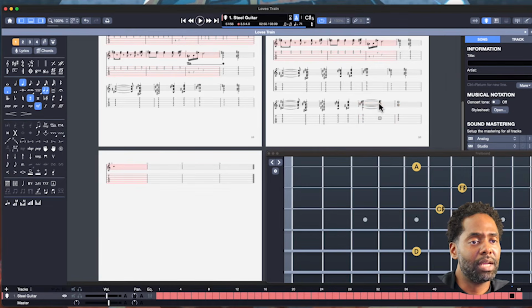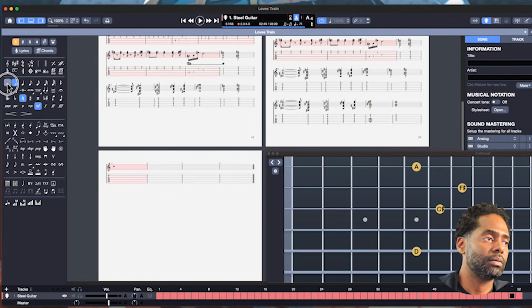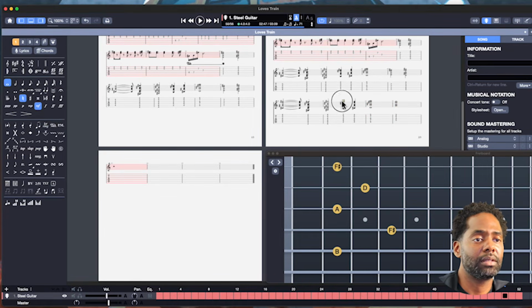I'll probably change this dotted note right here. Maybe I would just, I don't know, I could actually change this. I could take this away and make this a whole note. You know what I'm saying? I could do that. So.